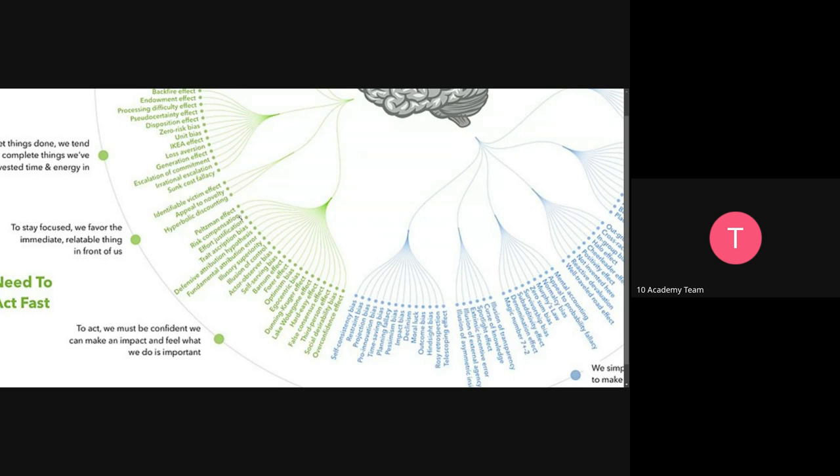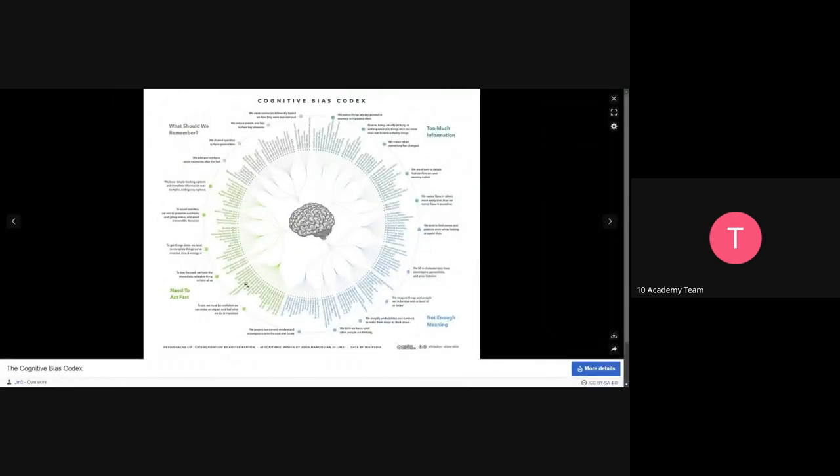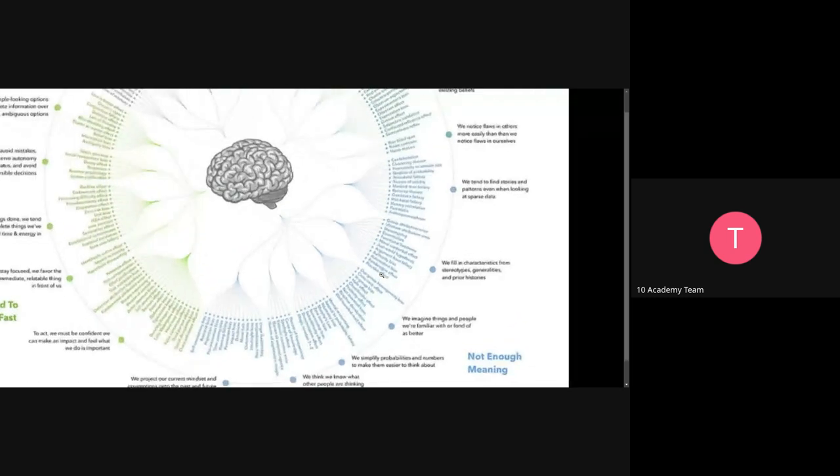So it gives us the different types of biases that our brains experience, and also how exactly to act on certain conditions of your brain. So over here we have all the different types of biases, and then it's divided into if you feel like your brain is attuned to this certain bias, you need to act first. And the seventh gray part is what you should remember before making a decision. And then there is this other part, which is too much information. And another one is not enough meaning.